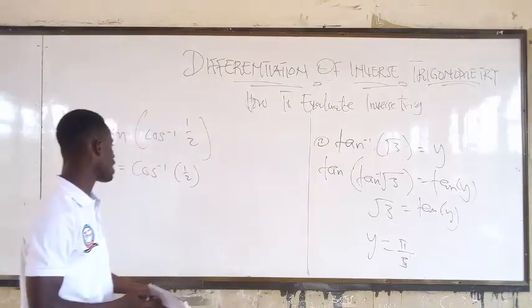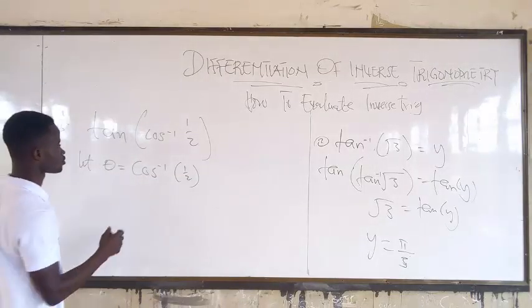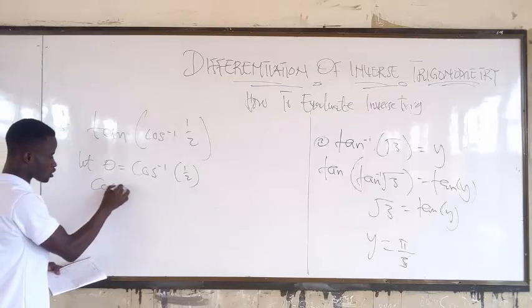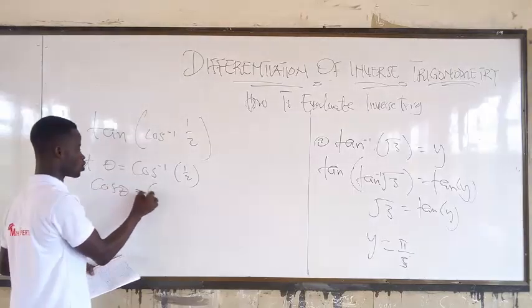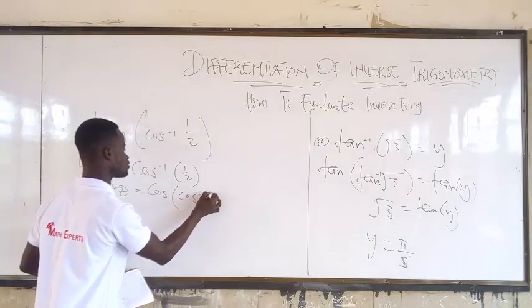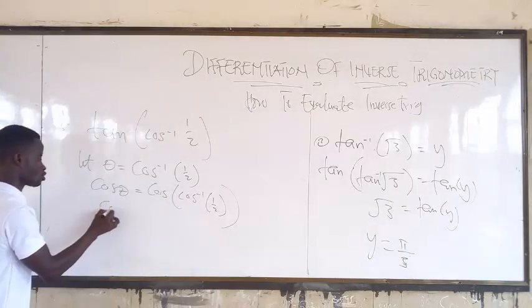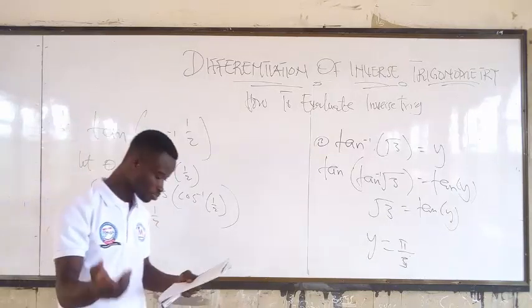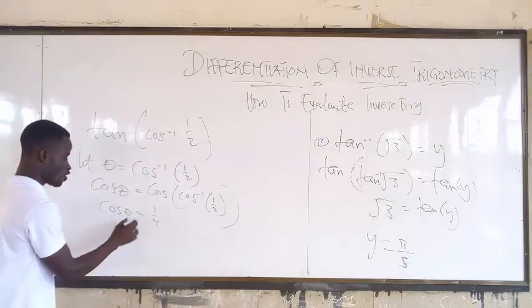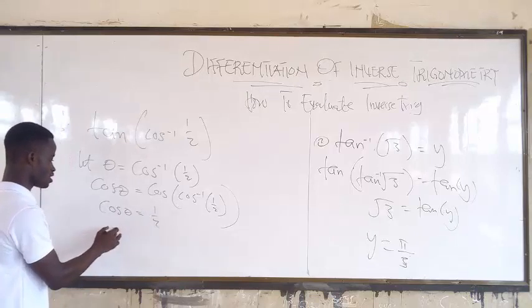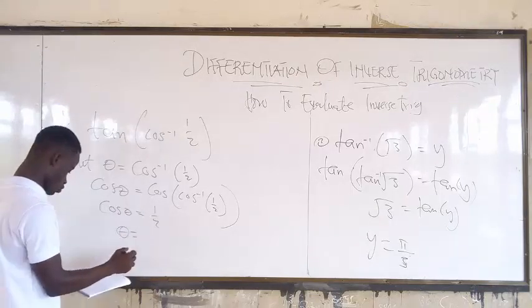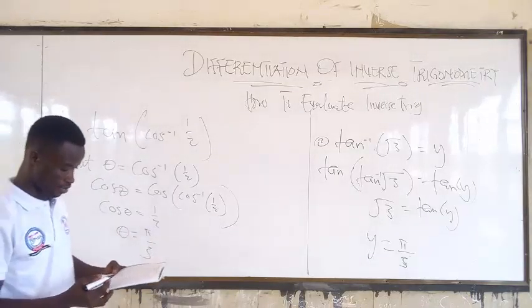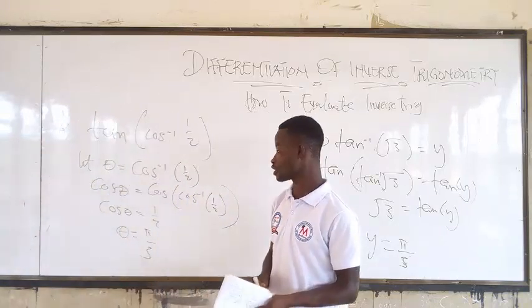Now multiply both sides by cos. You are going to get cos theta is equal to cos of cos inverse of 1 over 2, and it will undo this. So cos theta is going to be equal to half, right? Then, if you want to find theta, you take cos inverse of this, so you are going to get theta is equal to pi over 3.